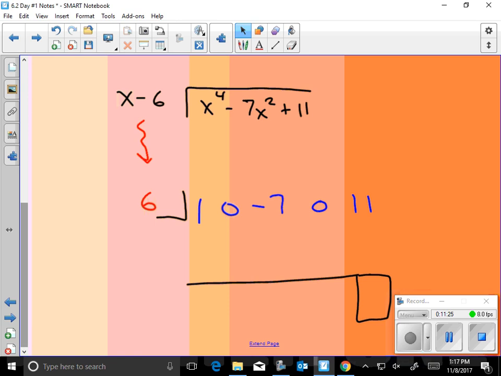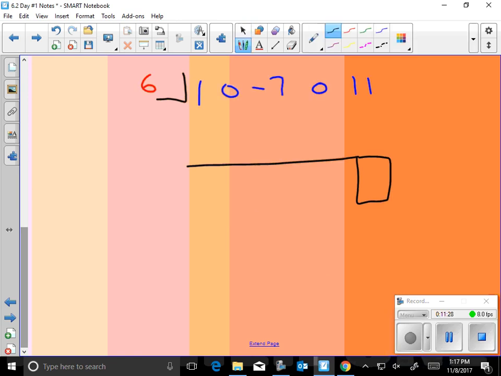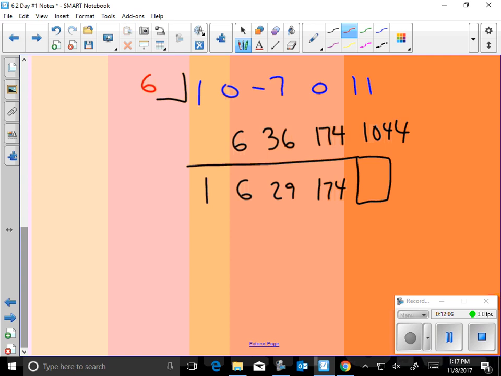Okay, so now let's do polynomial synthetic division. What do I do with the 1? Bring it down. What do I do with the 6 and the 1? Multiply. What do I do with the 0 and the 6? Add. What do I do with the 6 and the 6? Multiply. Then I add. Then I multiply. Gross. Then I add. Then I multiply. I think that's right. And then I add. Oh, so great. I have a remainder. Way to go, Mr. Ludd.